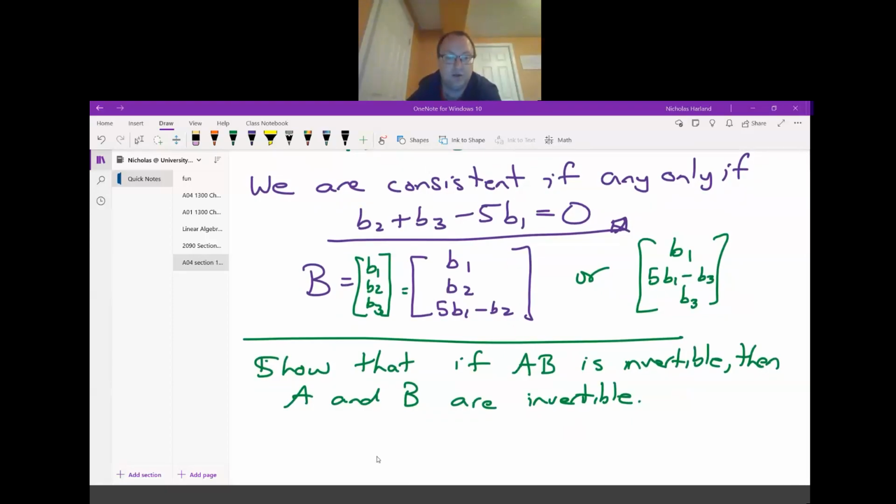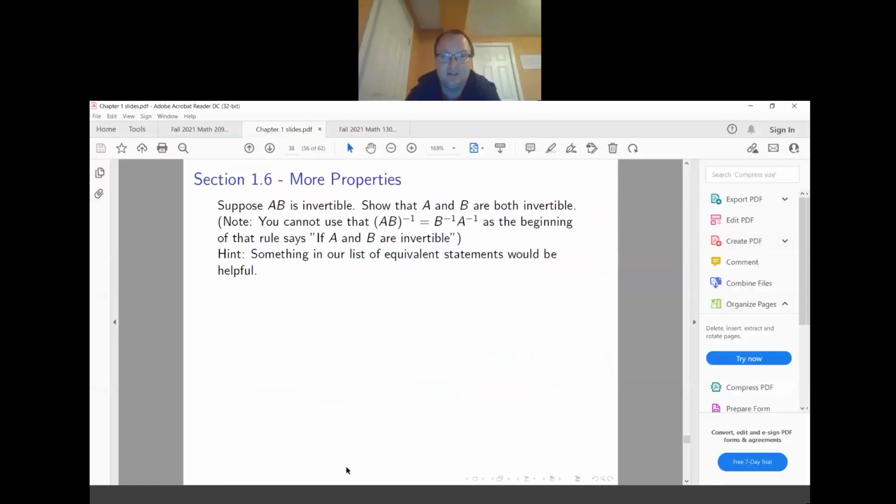Somebody wanted to see the note, so here's the note. What I'm saying here for this one is you can't say AB inverse is equal to B inverse A inverse, because we're trying to show that A and B are invertible. Even writing B inverse and A inverse is saying A and B are invertible, and that's what we're trying to show. So that's what I'm saying in my note.